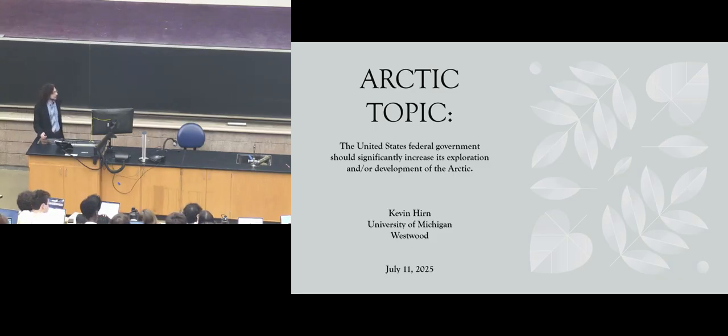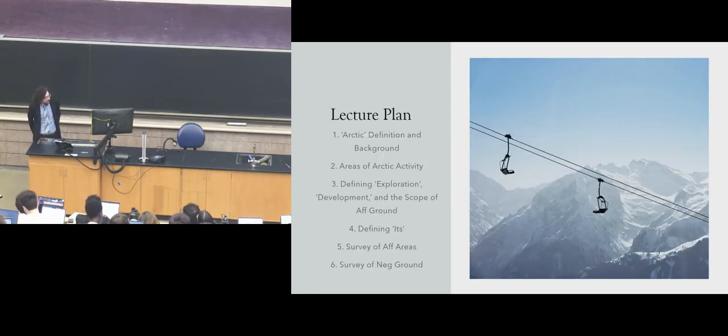So we're going to basically divide this up into 6 parts. We're going to initially just define the area that we're talking about, the Arctic. We're going to talk about areas of Arctic activity, and basically why the Arctic is important and the basic setup for advantages and DAs. We're going to do basically the only terms we have to work with for topicality.